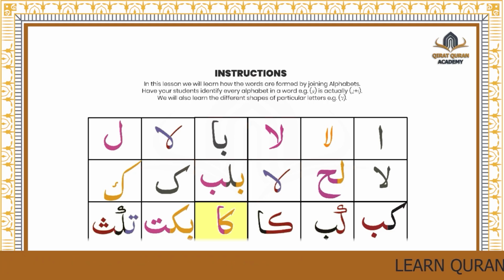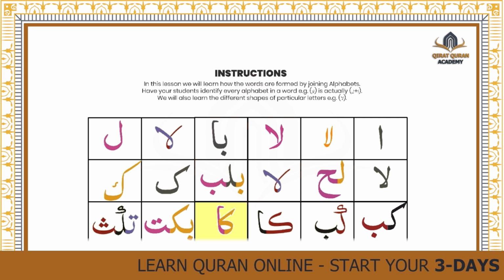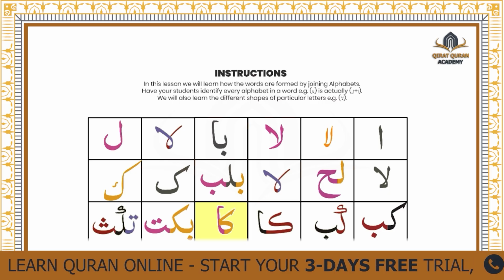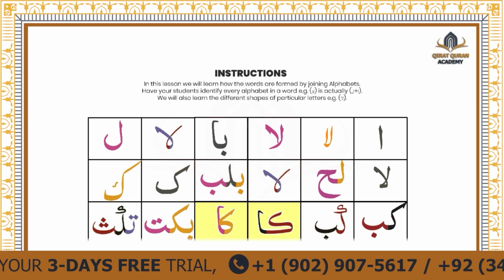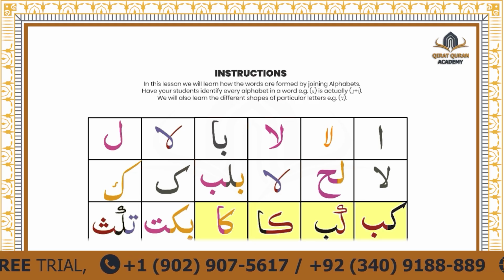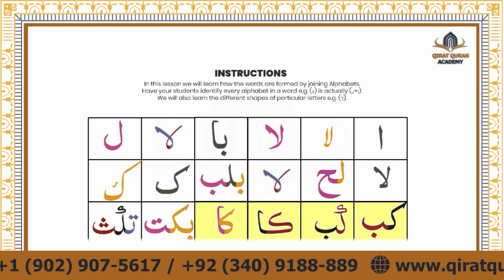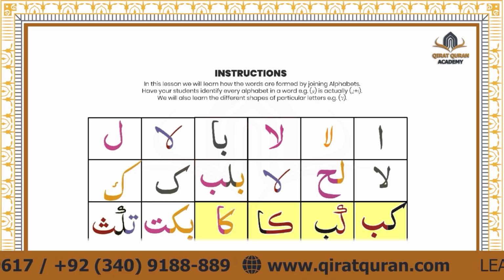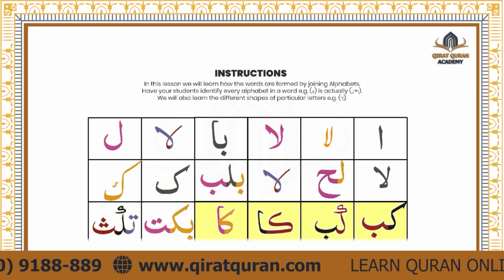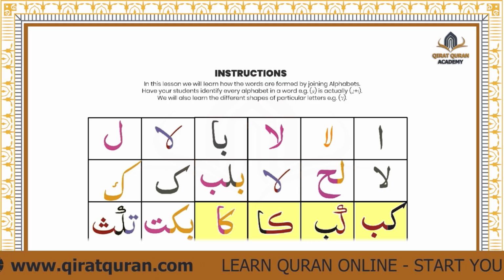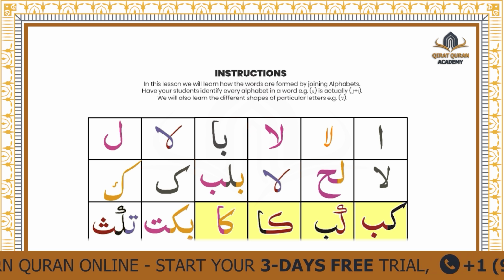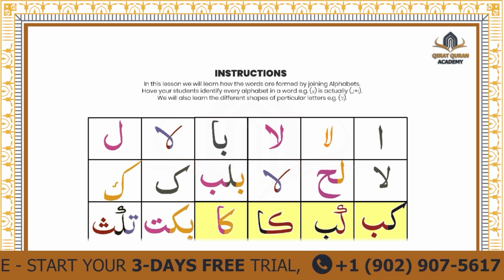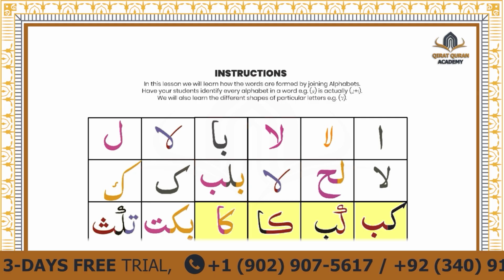So kaf has different styles of writing when it connects to any other letter. It comes in four different styles. One is this, the second one is this, third one is this, and the fourth one is this. So these are the four styles of writing kaf when it comes with any other letter, either alif, ba, ta, sa. It looks like this. This one is kaf, then this one is also kaf, this one is kaf, and this one is also kaf. So these are four different styles of writing kaf.